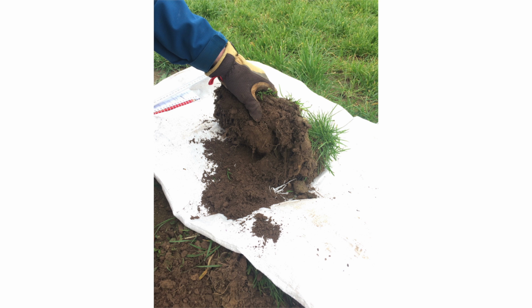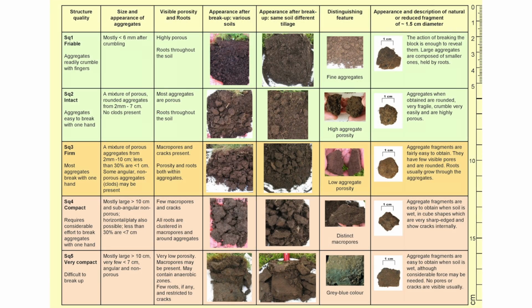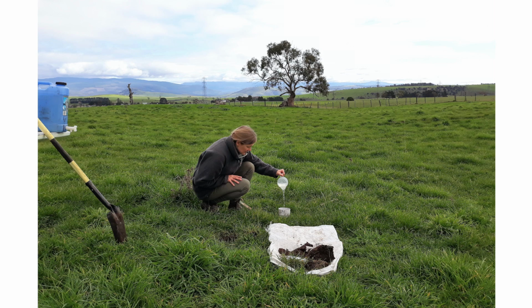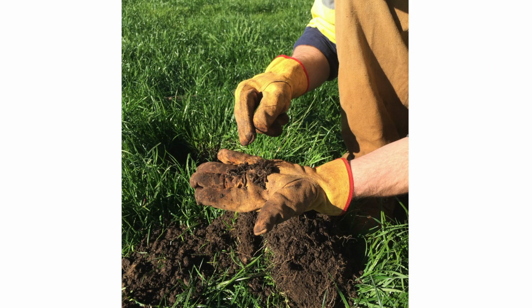Collect 10 samples across each paddock to be combined and sent away for organic carbon content. At 5 sites, you will also need to carry out a visual evaluation of soil structure using the score chart, an infiltration test, and an earthworm assessment.